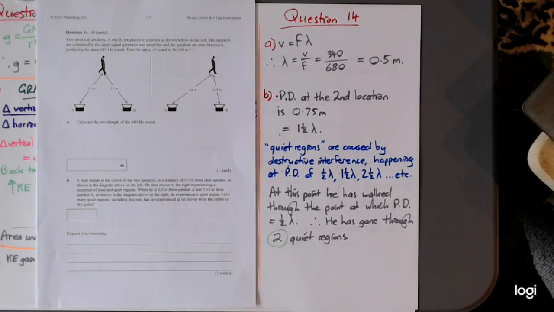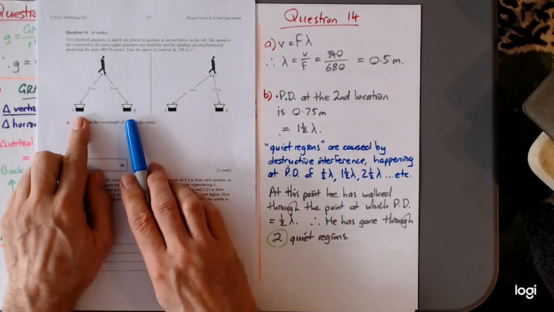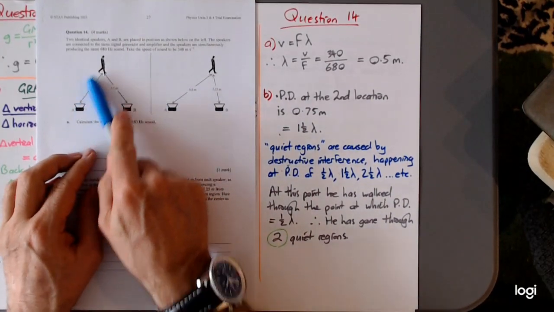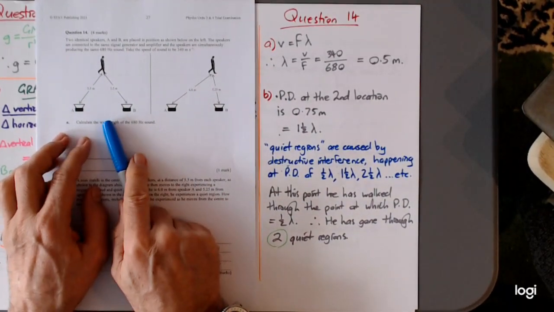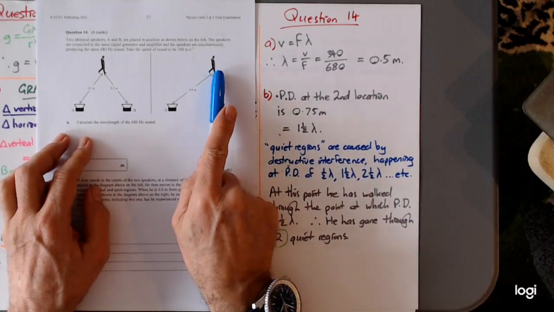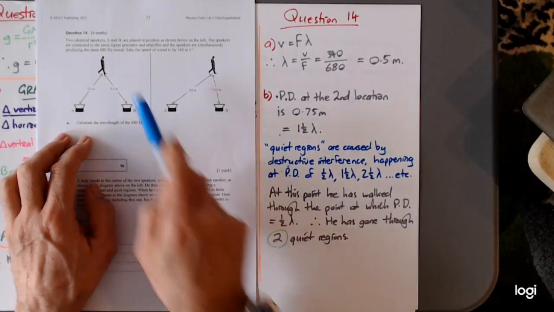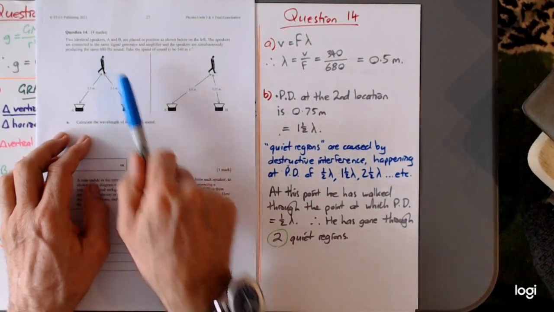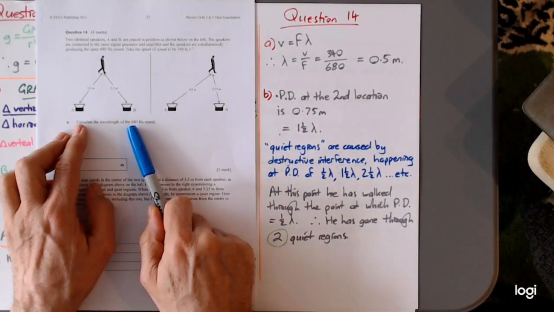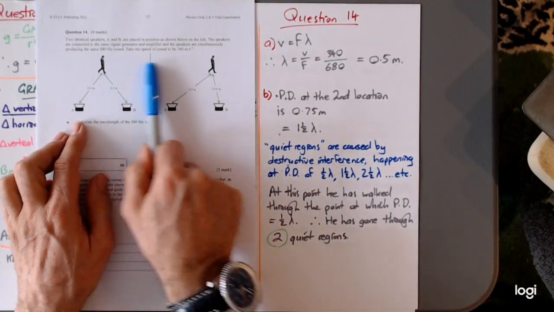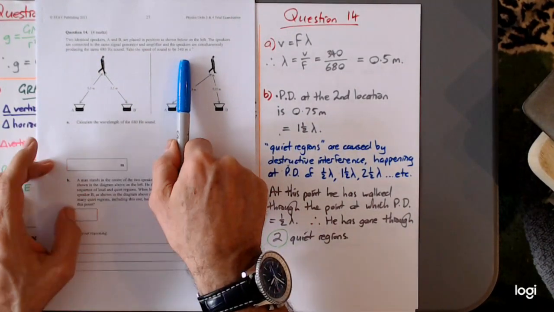Two identical speakers A and B are placed in a position as shown. This person is standing equidistant from the speakers at the moment, and then over here they move to a spot where there's a path difference. That's essentially what that's saying. You need to know that the speakers are producing the same 680 hertz sound. So we've got the frequency. The speed of sound is 340. So we need to know that.